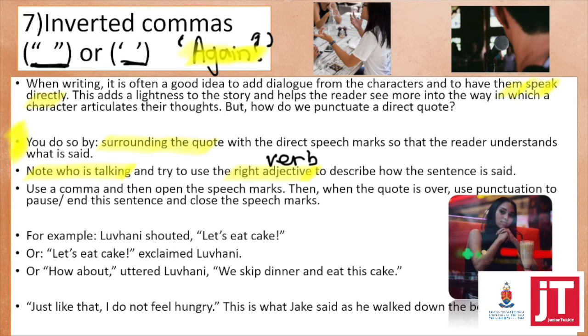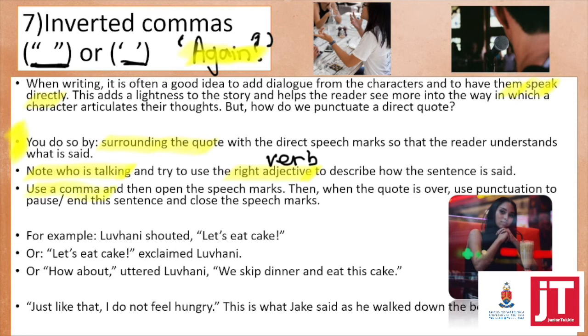But you can see from our point of view why the more creative your verb that you use to indicate how things are spoken, the more flavor it can add to your story. Okay, I hope you follow. Okay, let's go back to our notes now.